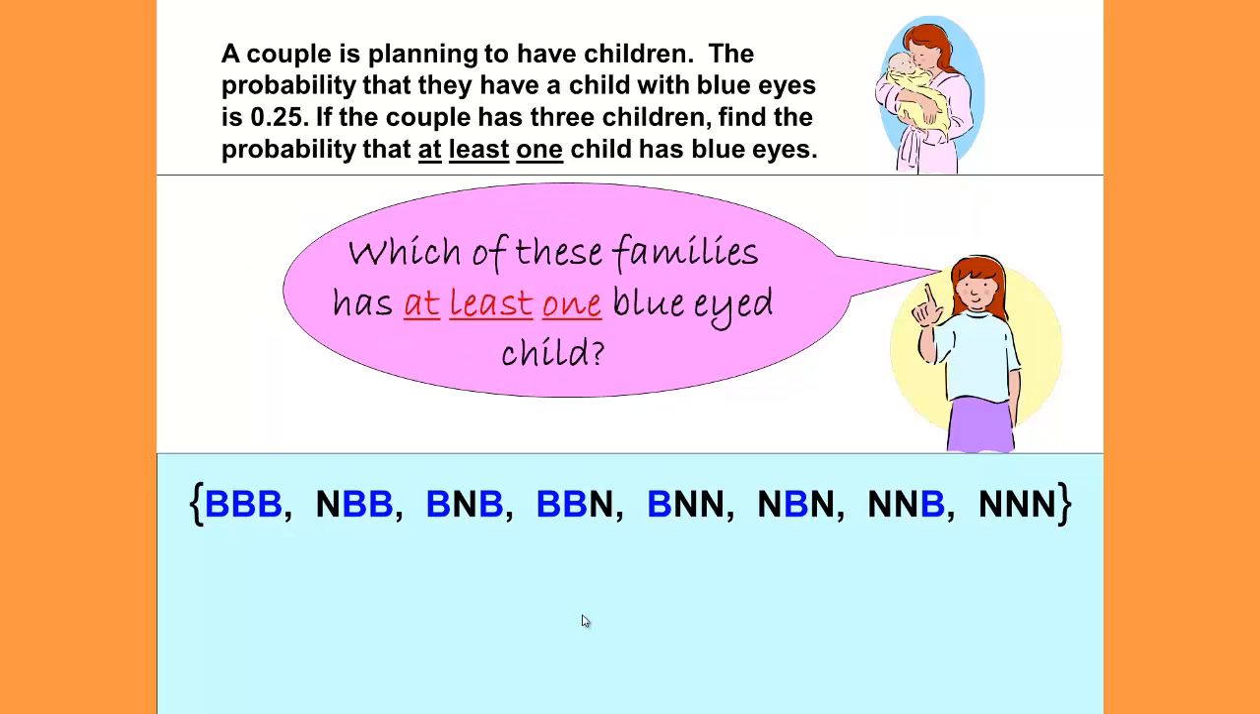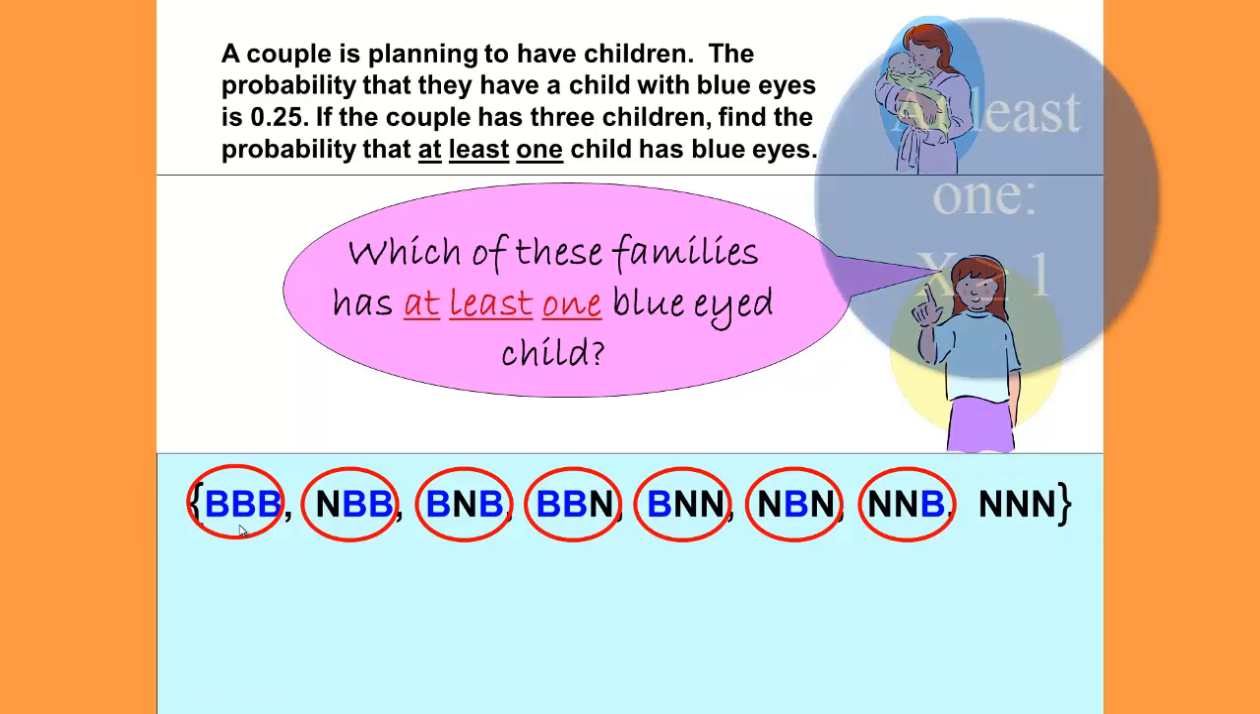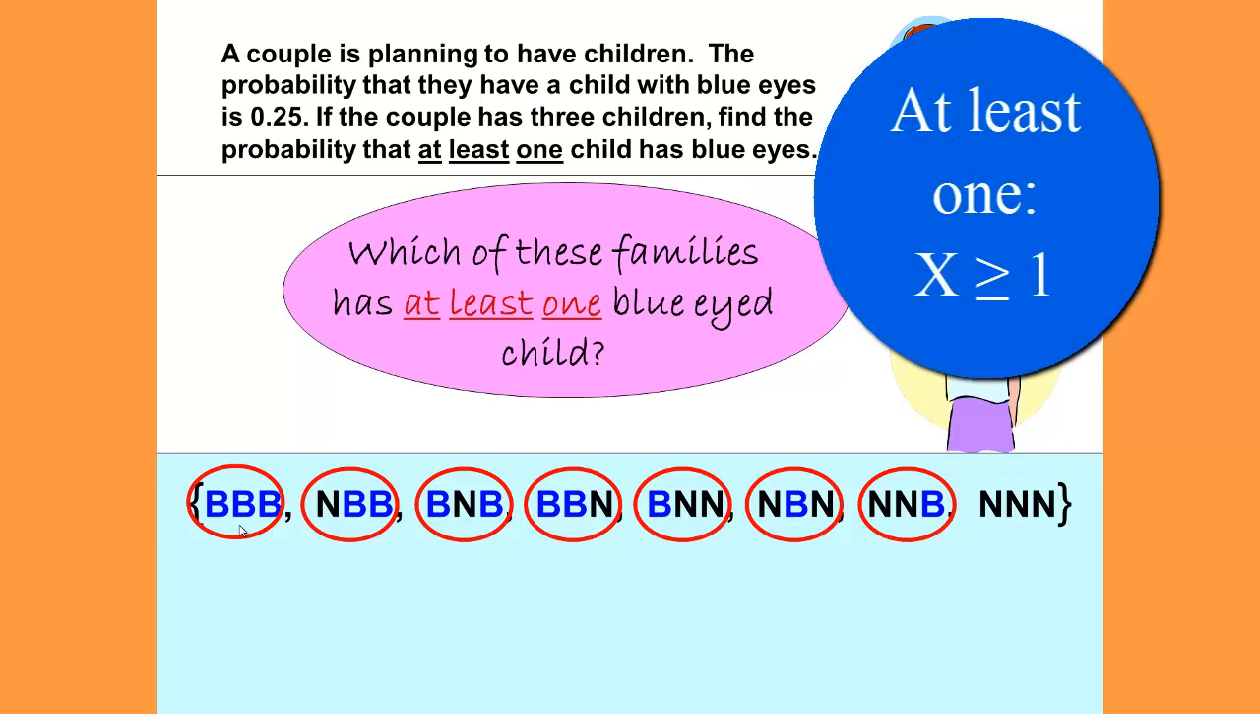Which of these families has at least one blue-eyed child? And let's circle those that have at least one. Well, 3 is at least one. Anything more than one or more, anything more than one or more. 3 is more than one. 2 is more than one, but even 1 is at least one, so everything that we've circled here is at least one blue-eyed child.